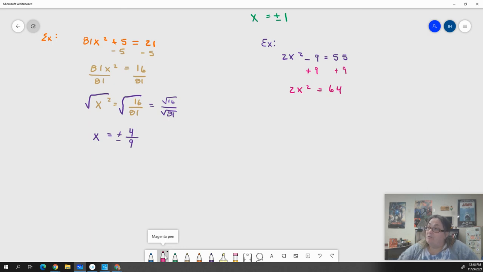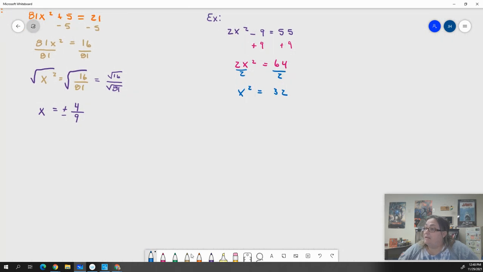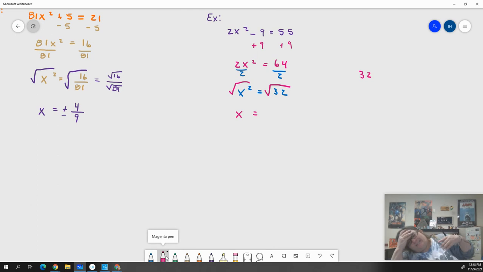Right? Now we have this 2 being multiplied. So we're going to go ahead and divide out that 2 so that we have that x squared all by itself. So x squared equals 32. And so when I go to take the square root of both sides here, our 32 is not a perfect square. So we need to look at that. We need to look at what makes 32. Now, I can in my head go, okay, well, that's 16 times 2, and 16 is a perfect square.